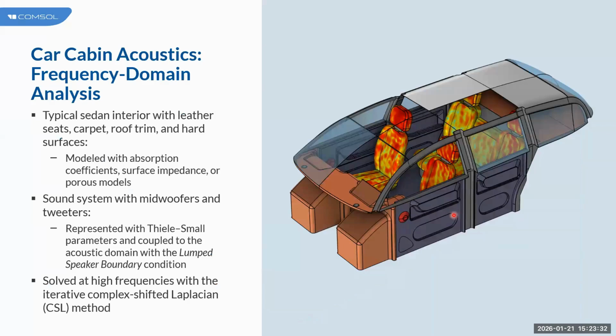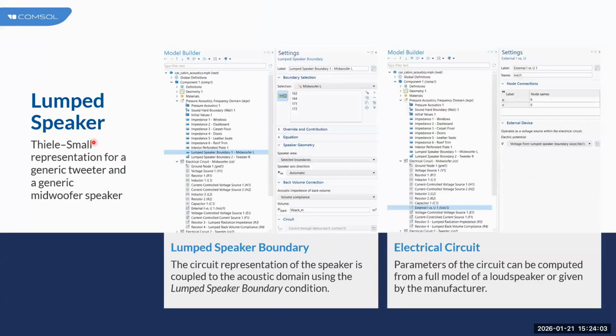So this model has two sources. We have a mid woofer here and we have a tweeter here. We are not modeling these sources in full detail, but we will simplify them and model them as equivalent circuits. And then further you can couple the electrical circuit model to the finite element model of this acoustic problem using a feature in COMSOL which is called the lumped speaker boundary condition.